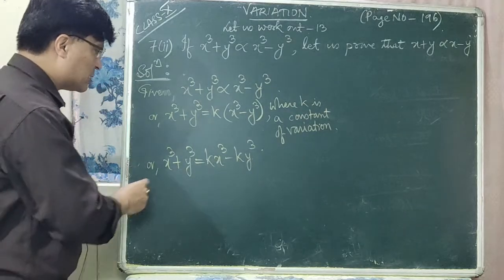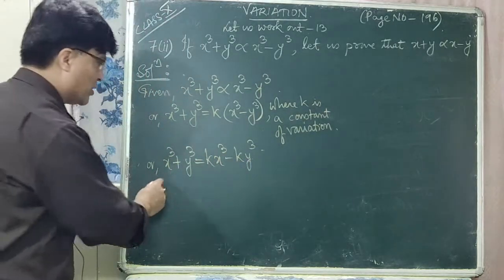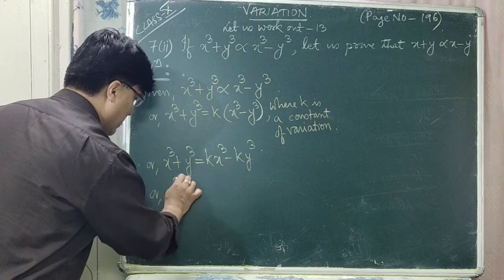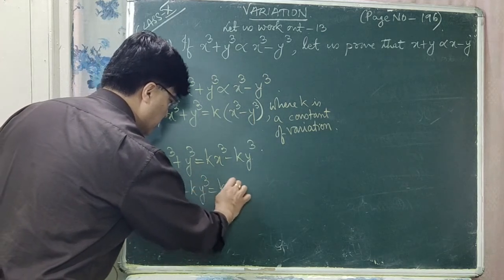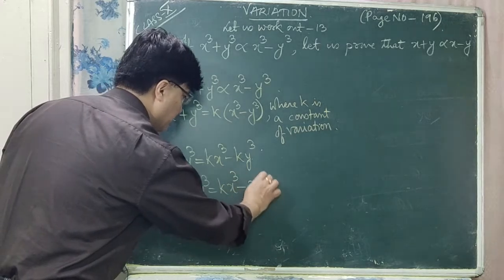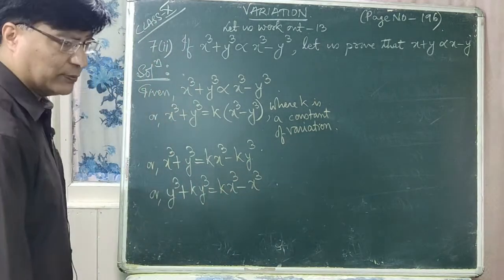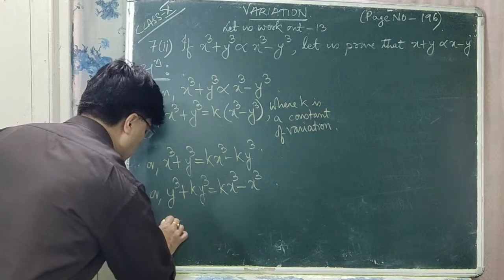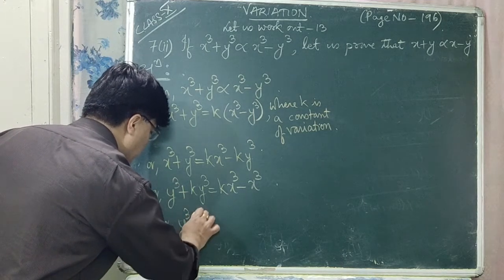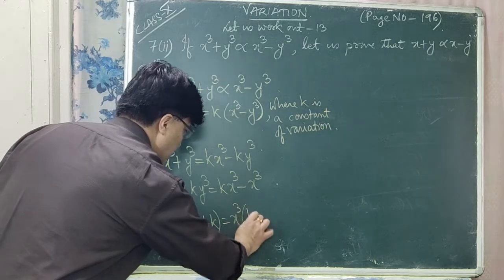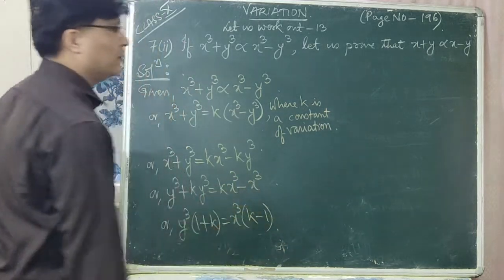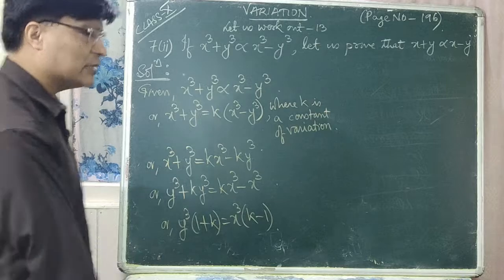So let us keep the terms containing y on the left hand side. So y cube plus ky cube is equal to kx cube minus x cube, right? So what is common out here? It is y cube common within bracket 1 plus k is equal to x cube common within bracket it is k minus 1. So let us get the value for y cube.